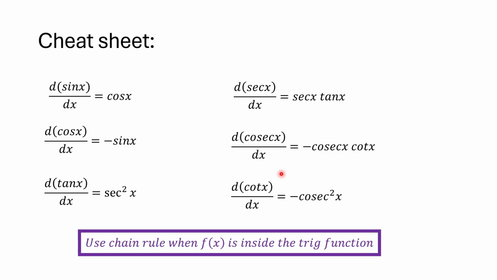And here's a cheat sheet showing all the results you'll need for trig. And I just have this here to use chain rule when you have f of x inside the trig function. So I'm just saying that this cheat sheet applies for when we have x inside. But of course, we want to always be ready. It could be 2x or x squared plus 3 or something. So just being ready for those.